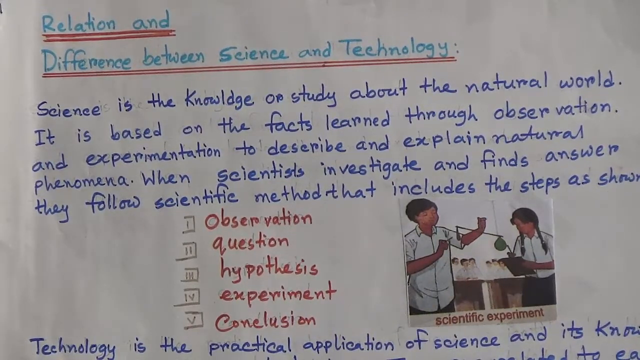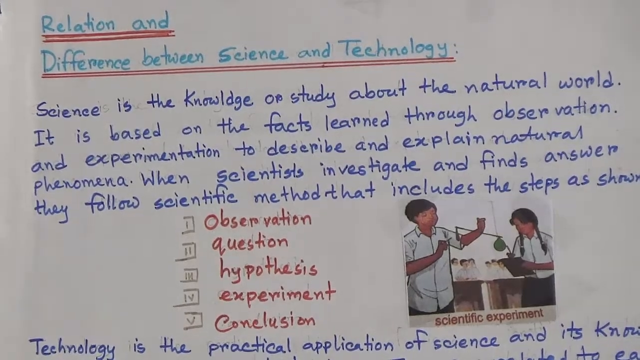What are these steps? The first one is observation. That means they first observe some things and then they question about it. Number 2, question. Then they make the hypothesis. Then number 4, experiment, and then the conclusion. So this is the scientific method.